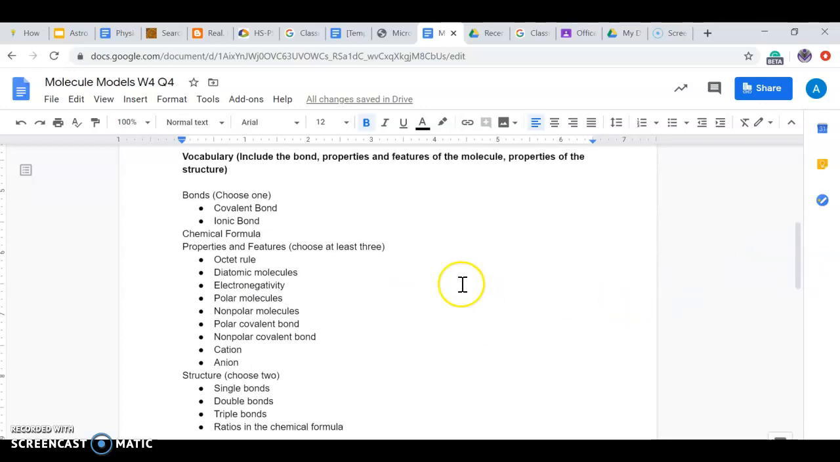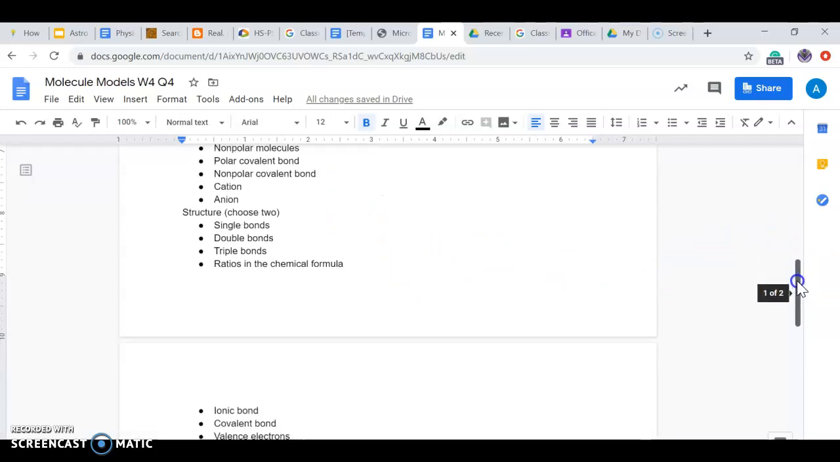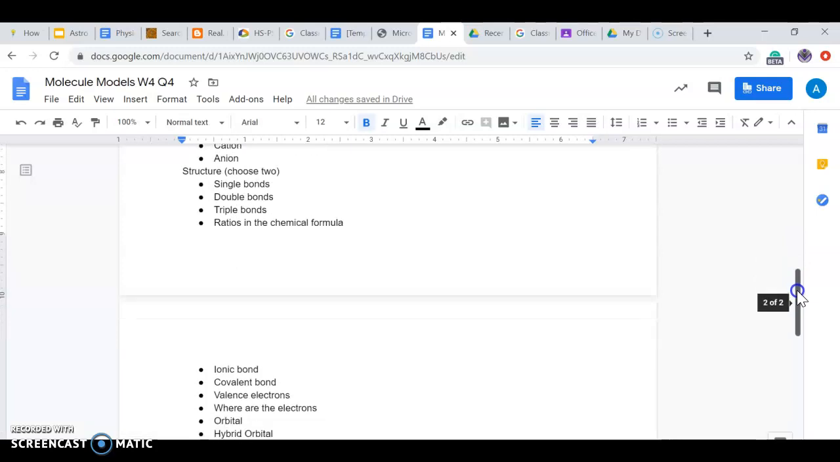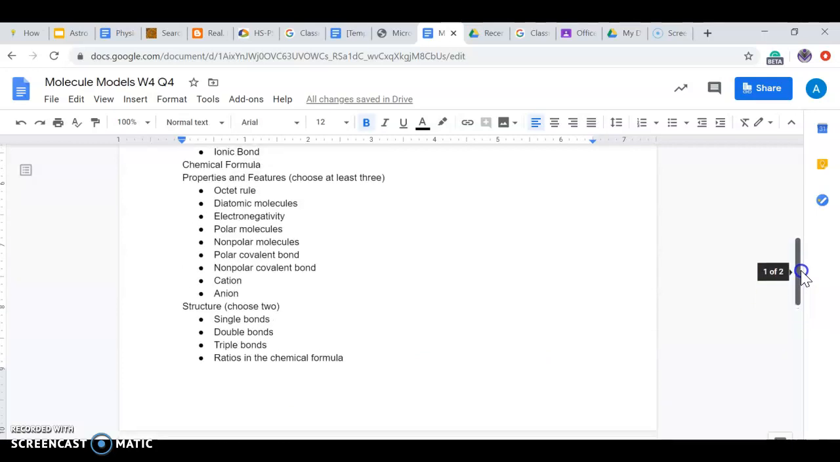And then you need to be able to choose some properties and features. So cation, anion. Some of these are going to apply to covalent. Some of these are going to apply to ionic, right? Structure, type of bond, is it a double, single, triple? The ratios in the chemical formula. If it's an ionic bond, talk about what the ionic bond is. Talk about what's happening with valence electrons. Where are the electrons, right? These are all things you want to be able to include in your presentation piece.